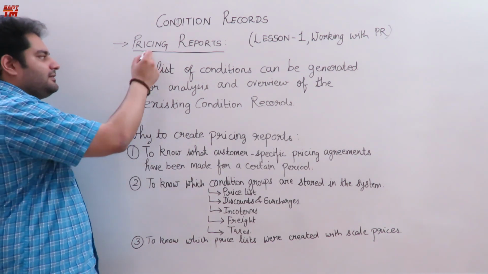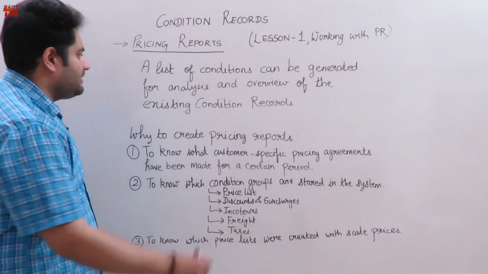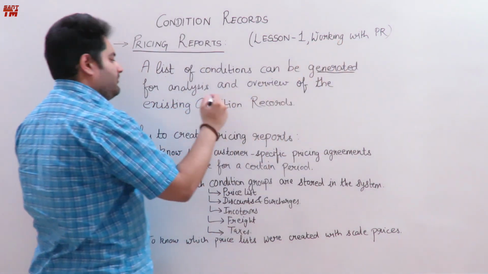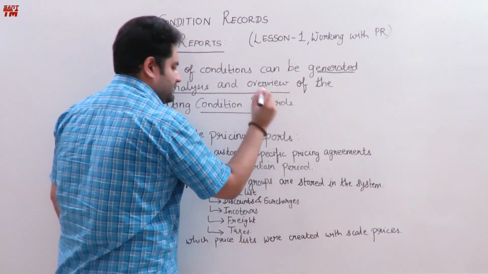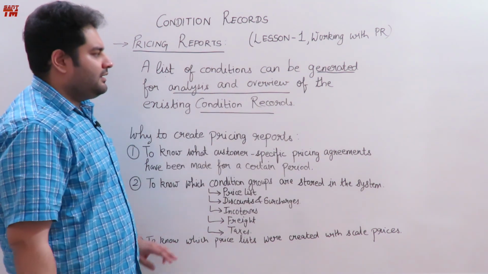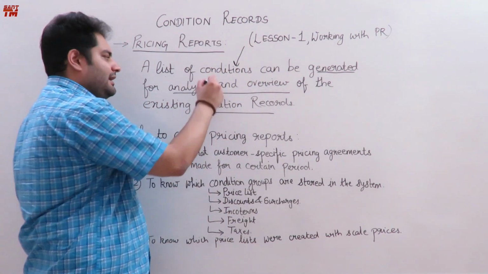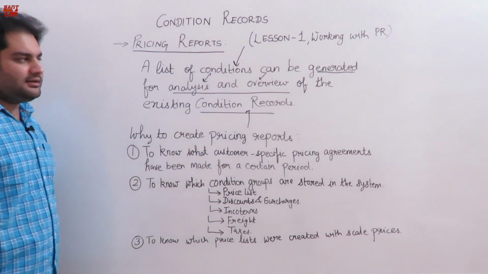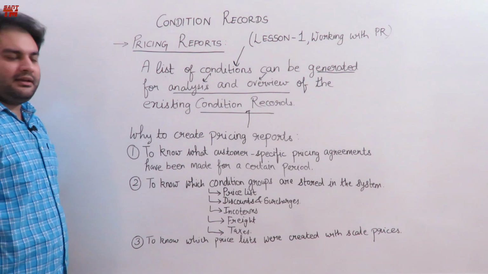So for defining the pricing reports in simple terms, it is a list of conditions only. See here, a list of conditions that can be generated for analysis and overview of existing condition records. That means some condition records are already existing in the SAP system and we have to generate a list of conditions. For what purpose? For analysis and overview of those pre-existing condition records. There are already condition records. We have to generate a list of conditions that will analyze those condition records in the SAP system.